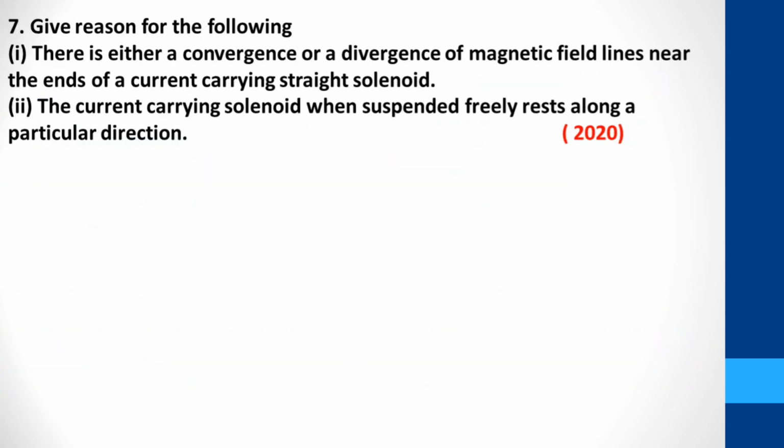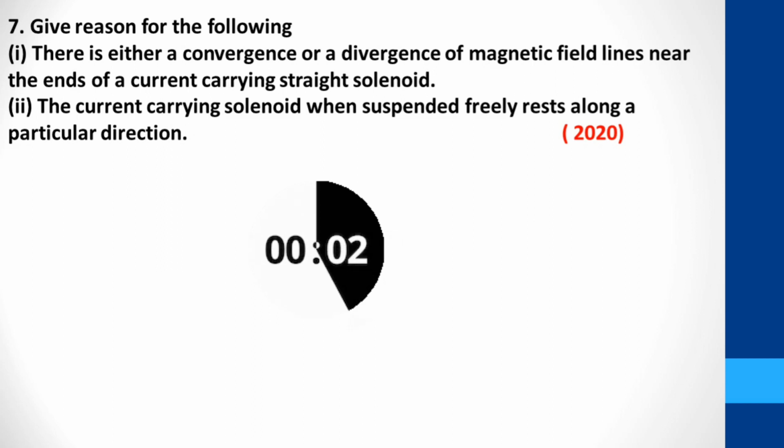Question number 7. Give reason for the following. There is either convergence or a divergence of magnetic field lines near the ends of a current carrying straight solenoid. The current carrying solenoid, when suspended freely, rests along a particular direction.